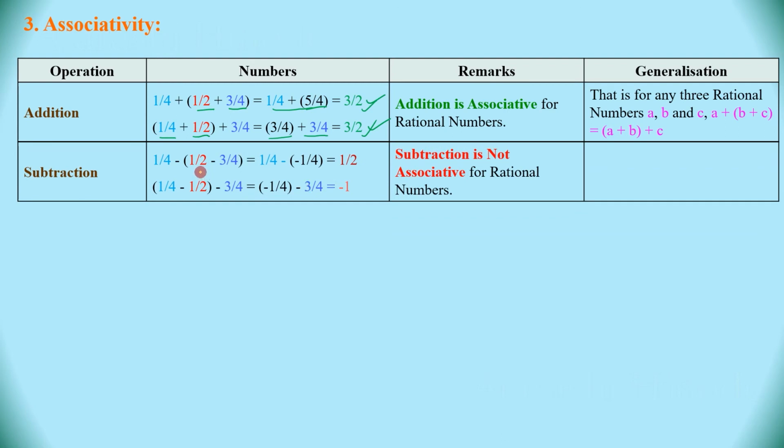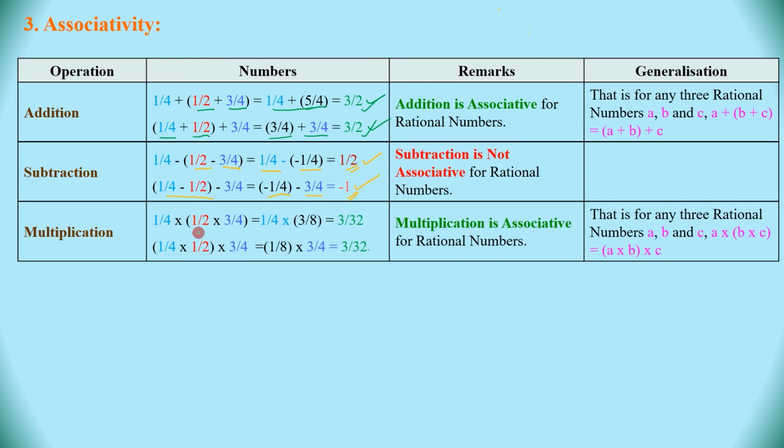In subtraction, first we do 1 by 2 minus 3 by 4. It is minus 1 by 4. Again subtracting this from 1 by 4, we get 1 by 2. When we change the grouping, here it is minus 1 by 4, and again subtracting 3 by 4, we get minus 1. Here we get different answers.